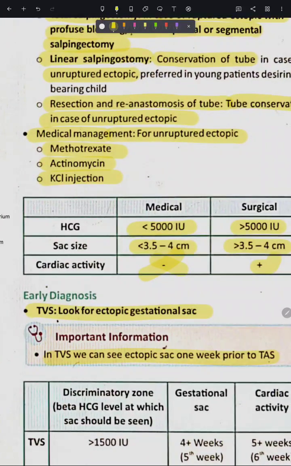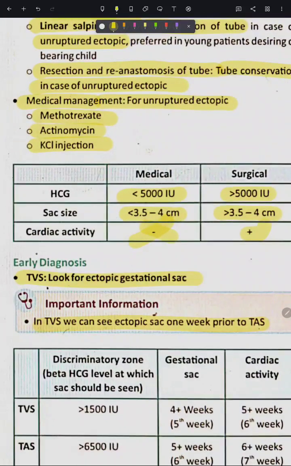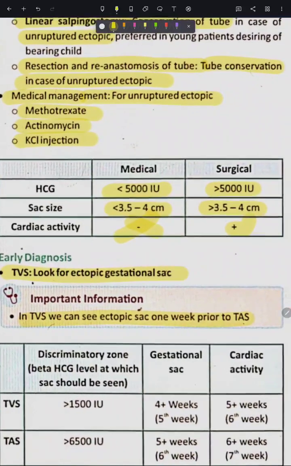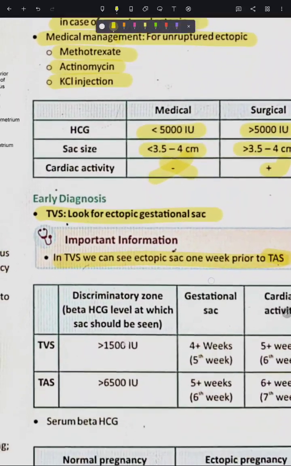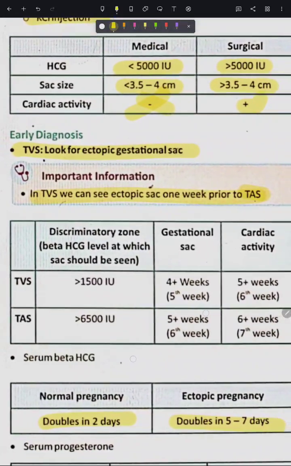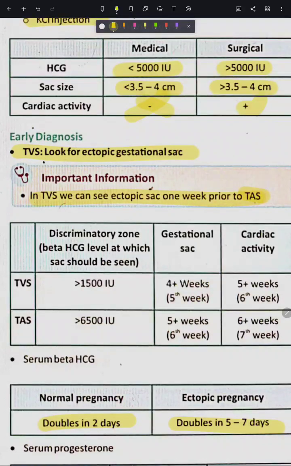Early diagnosis: transvaginal sonography. Look for ectopic gestational sac. In transvaginal sonography, we can see the ectopic sac 1 week prior to transabdominal sonography. Discriminatory zone: transvaginal sonography, more than 1,500 international units. Gestational sac would be in the 5th week, cardiac activity in the 6th week. Transabdominal sonography, more than 6,500 international units. Gestational sac is seen in the 6th week, cardiac activity in the 7th week.